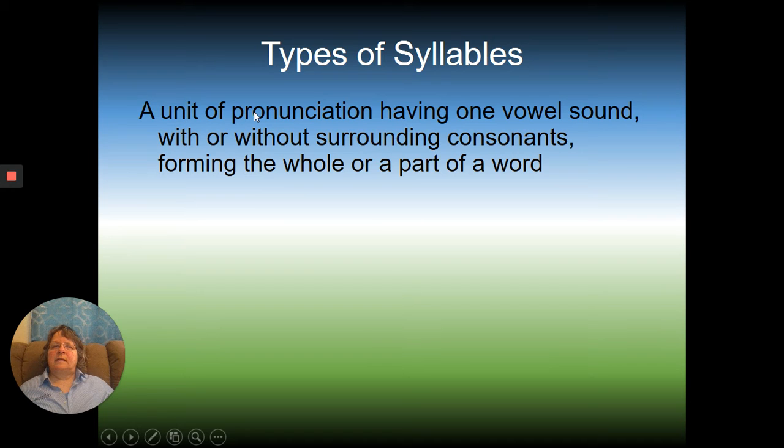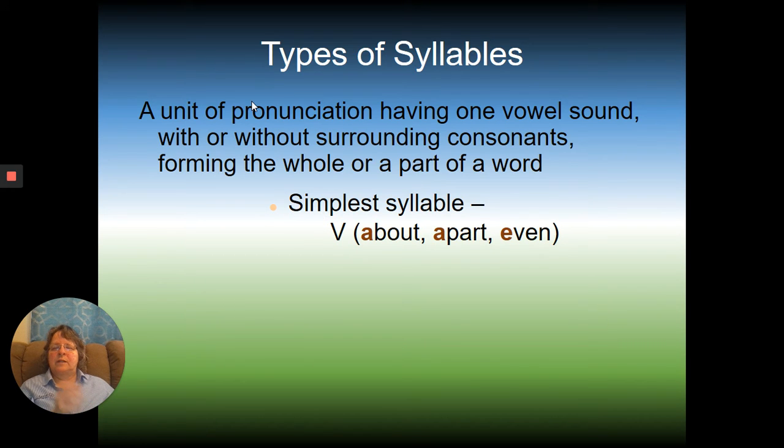So a syllable is a unit of pronunciation having one vowel sound, with or without surrounding consonants, forming the whole or a part of a word. The simplest syllable is just a vowel. So we have the a in about, apart, even. Even the word a is a syllable on its own. These are separate syllables in these words, where it's just a vowel.